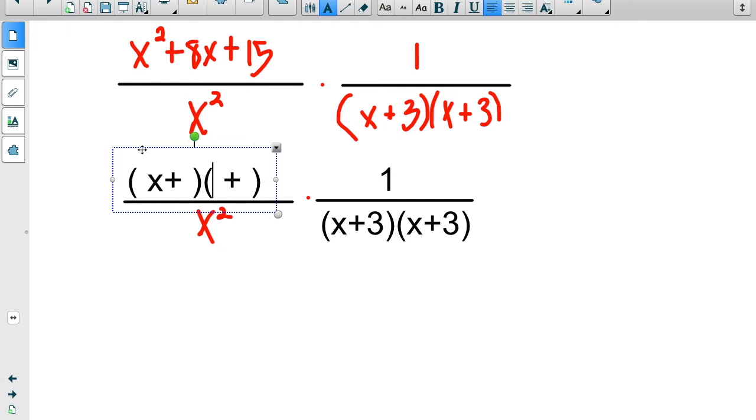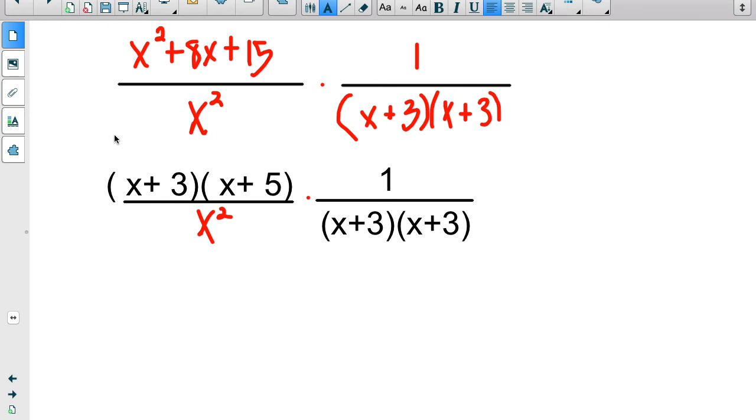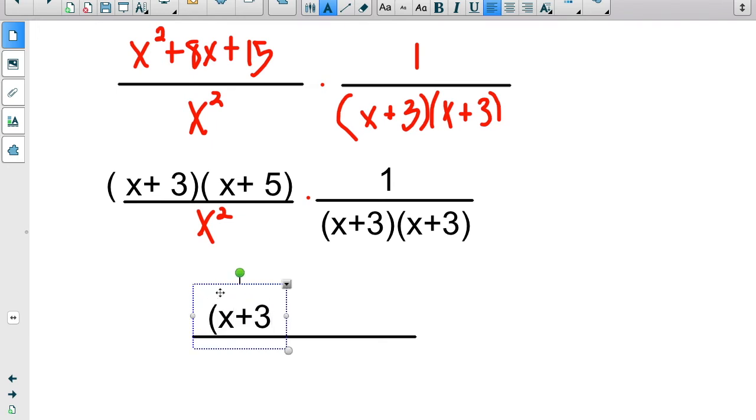Now the factors of x squared are going to be x and x. And now we need to look at the factors of 15. Well, we have 1 and 15, 3 and 5. Well, we can use 3 and 5, and those will be the factors that work for this here. Okay, now we can multiply these together. Well, the numerator, x plus 3 times x plus 5 times 1 is just going to be x plus 3 times x plus 5.